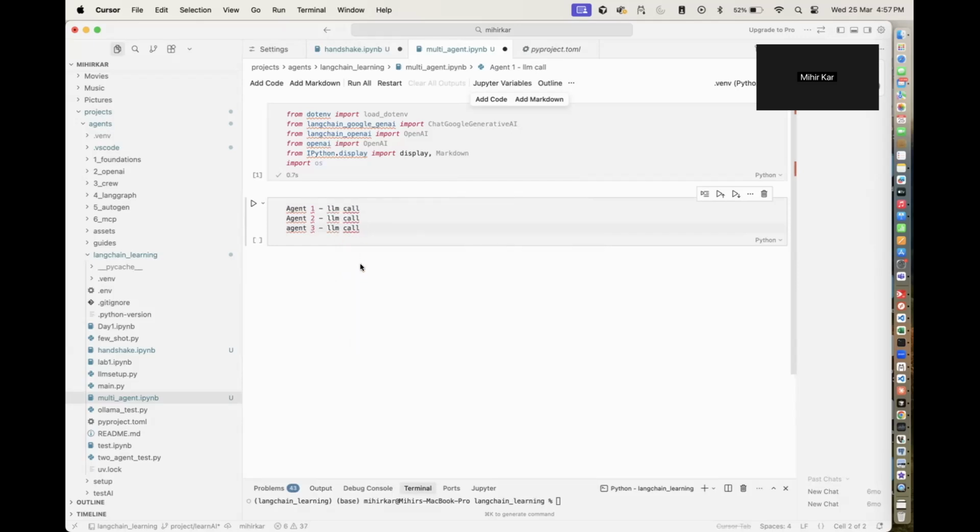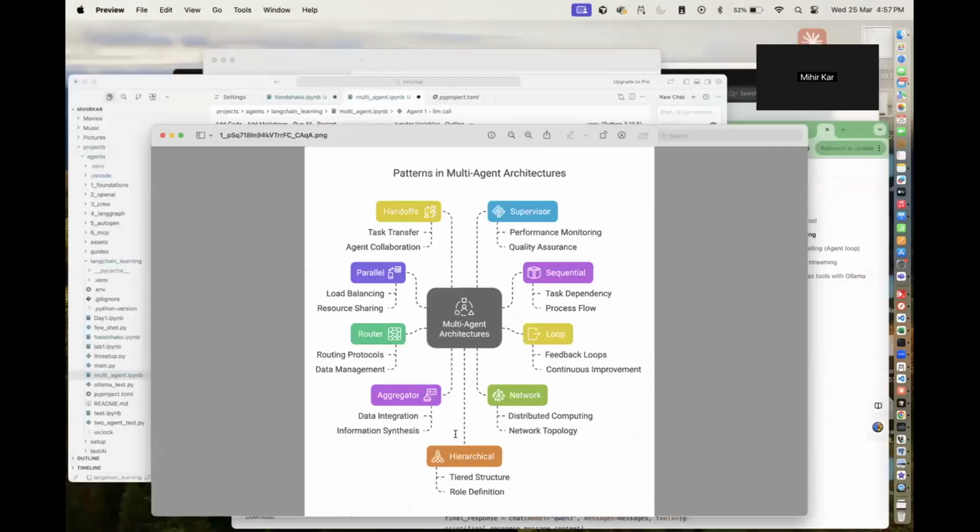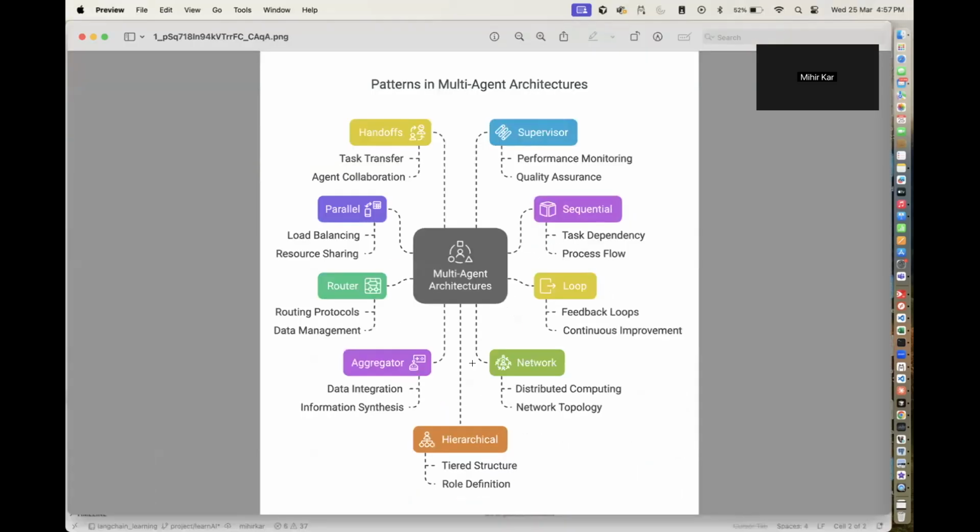So what is the multi-agent architecture? Before that, let me show you one architecture. This architecture I found from Anthropic. The multi-agent architecture is a system where multiple AI agents work together, each performing a specific task to solve a complex problem more efficiently. Basically, why do we need it? One LLM alone trying to do everything may hallucinate and lacks structure. So a multi-agent system divides the work, improves the accuracy, and enables specialization.